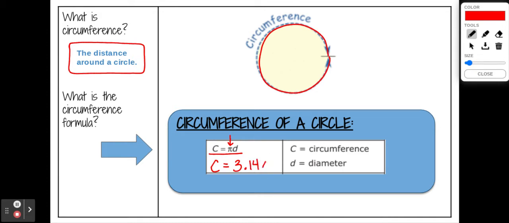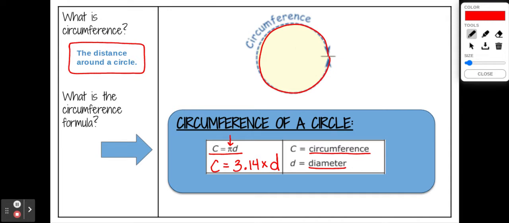I'm going to write the times sign here, times diameter, just because I have a decimal point right here, so we don't want to get confused. And then what does C and D represent? Well, C represents the circumference and D represents diameter. Every circle's circumference is a little bit more than 3 times its diameter.